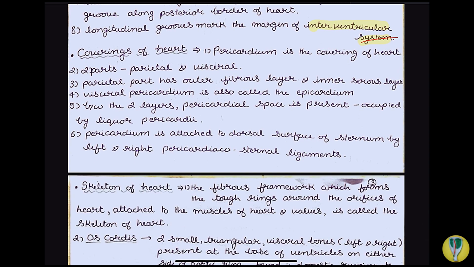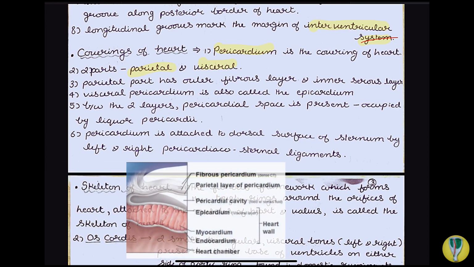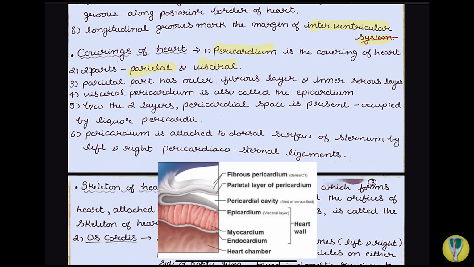So heart is covered by a lot of layers. They are called pericardium, which is the outermost layer. It has two parts, a parietal part and a visceral part. So parietal part is basically the outer part which we see. It has outer fibrous layer and inner serous layer. And the visceral pericardium is called the epicardium. So epicardium is basically the first layer of the heart.